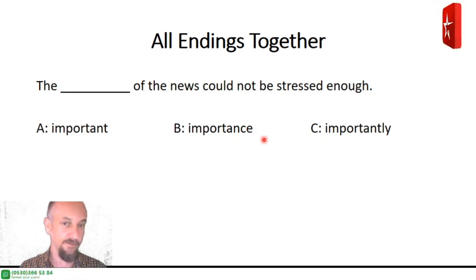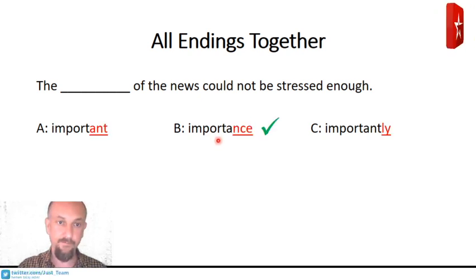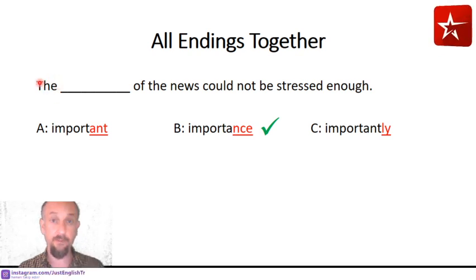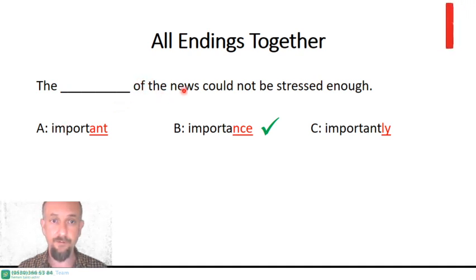You're very close. Actually, the majority of you were correct. The importance. If you remember from last week, or at the beginning of the lesson, we have this sound nts, like in science. And it's what we use for nouns. And we know that we need to use a noun here because we have the article, the. That's one clue. We have a second clue. If you look at this of structure, of the news, this structure is usually noun of noun. That gives us a clue that importance is actually the correct option.